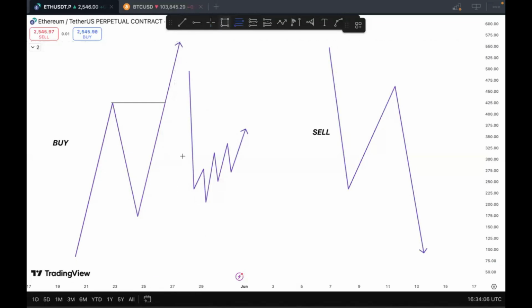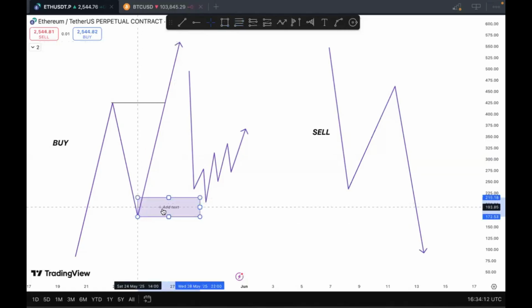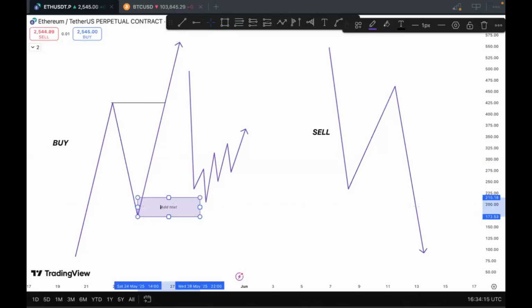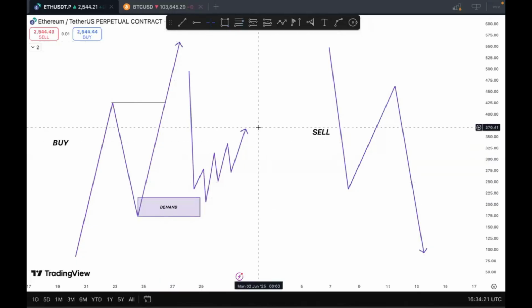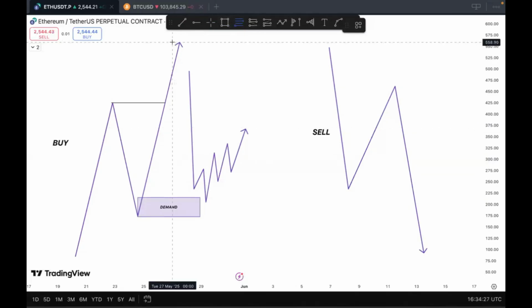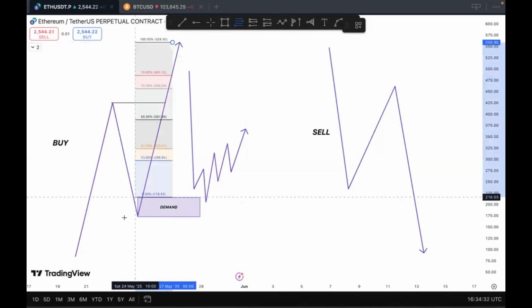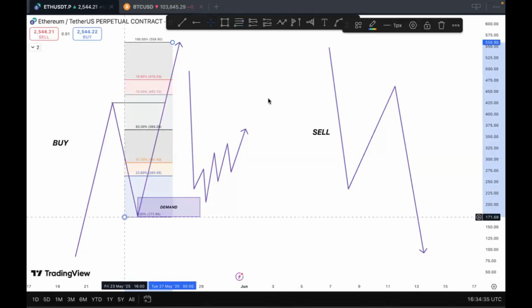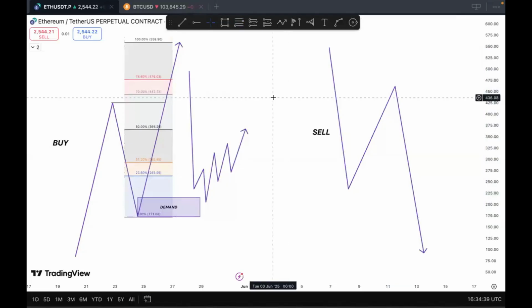I have seen a demand. That's the price is coming from here. So we have this demand. I'm not just going to take this trade. What am I going to do? I will place my Fibonacci retracement tool from the wick of the high down to the low. So remember, I said earlier that the Fib retracement tool has three parts. It has the premium, it has the equilibrium, and it has the discount.